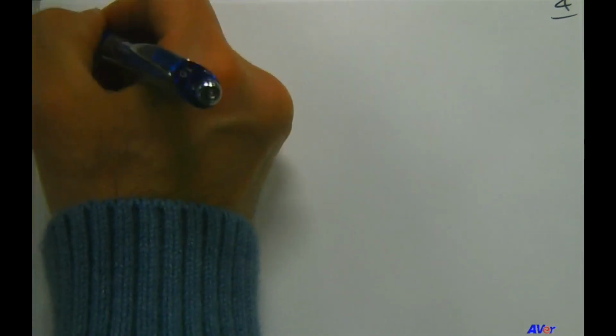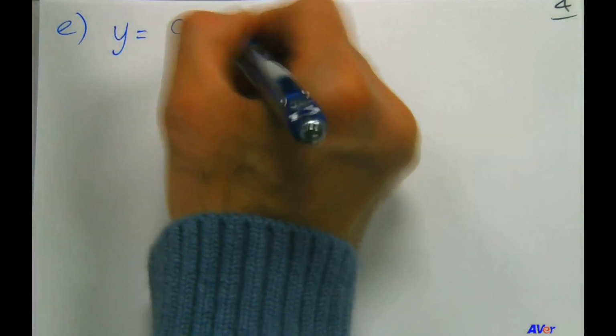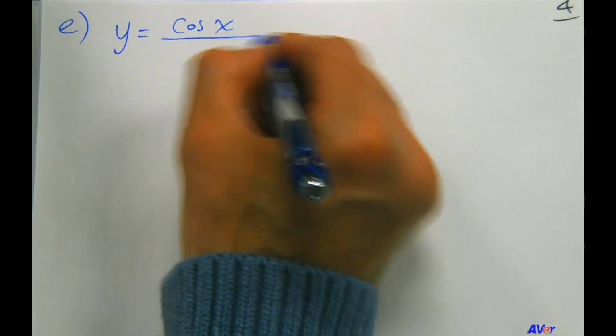So let's see. So this would be page 4. So that was, I believe, D. So this will be example E, and we want to differentiate or find the derivative of this trigonometric function.